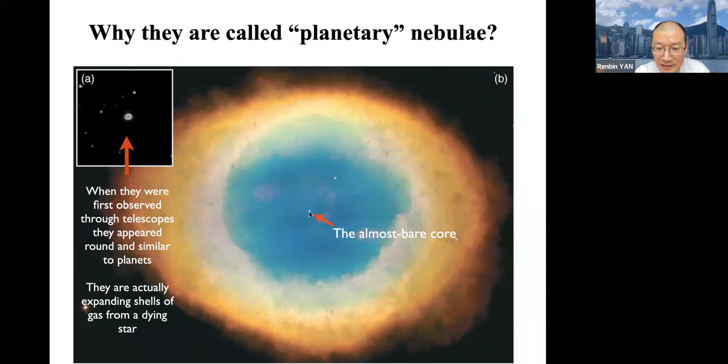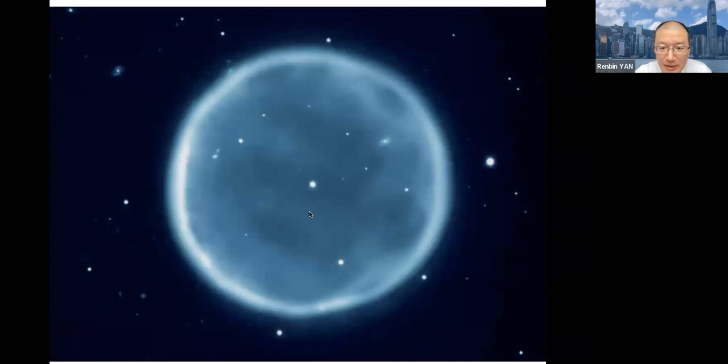It's not doing gravitational contraction because the electron degeneracy pressure has stopped that. And does it still have any fusion left? It may still have a tiny bit of fusion left on the surface, so that the surface becomes really, really hot. So these stars are really, really blue in color.